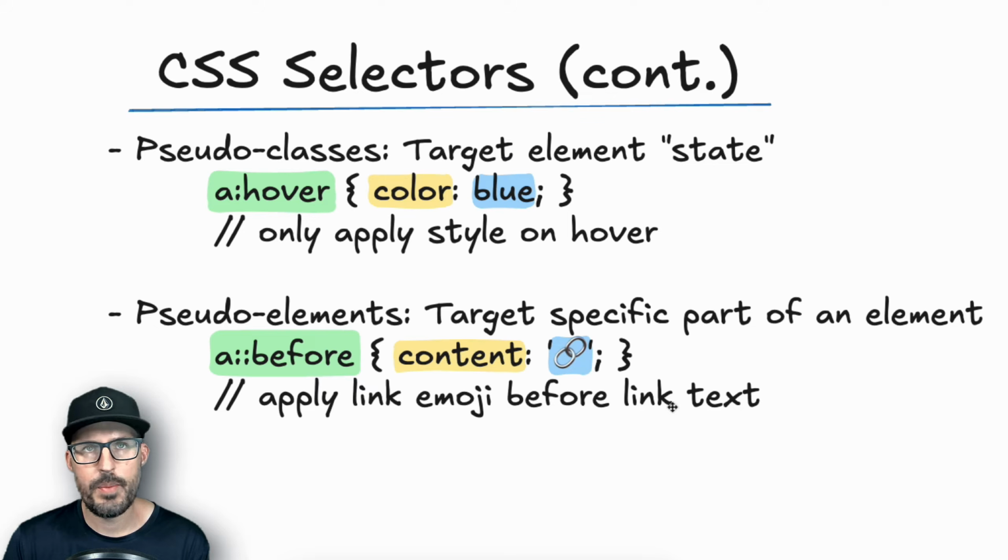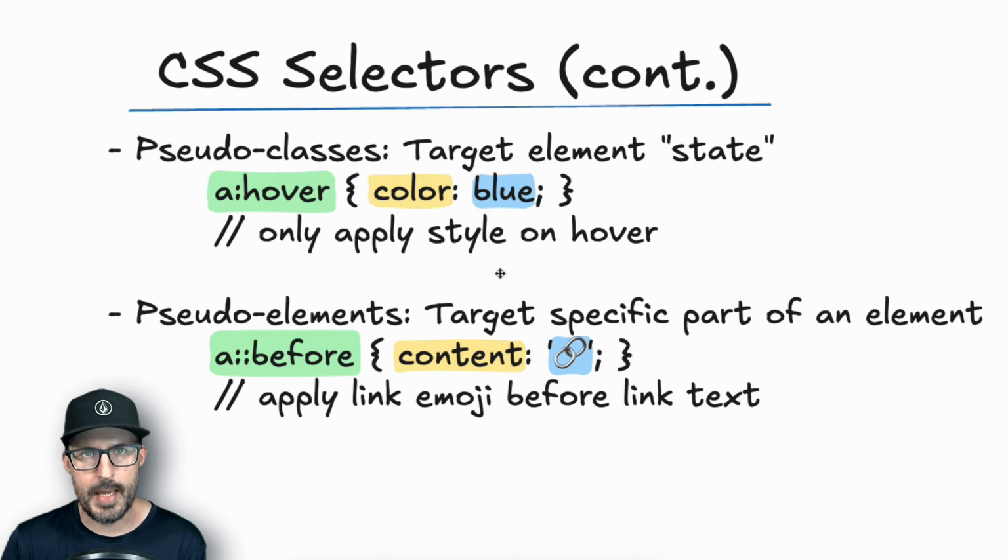Getting even more fancy, we have something called pseudo-classes, which allows us to target an element's state. So for example, if I wanted to style anchor tags specifically when I hover over them, I can use the anchor tag selector followed by a colon and then the pseudo-class that I want to target. In this case, hover is only going to apply that style when I hover over that element with my mouse. So regularly it would be styled with a generic style, and then when I hover over it, it's going to change the color to blue.